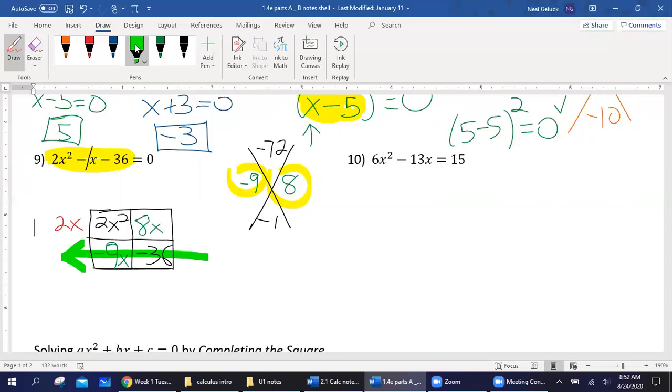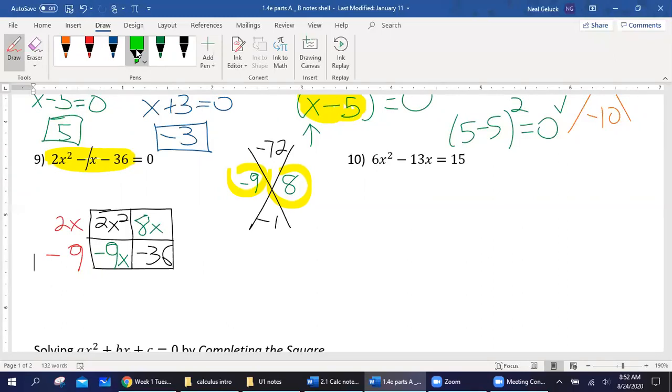Now, another thing with this X box, the square next to the outside, if it's negative, I've got to bring the negative out. So since I've got a negative there on the 9, that means that I'm going to have to bring out a negative. And the greatest common factor would be negative 9.